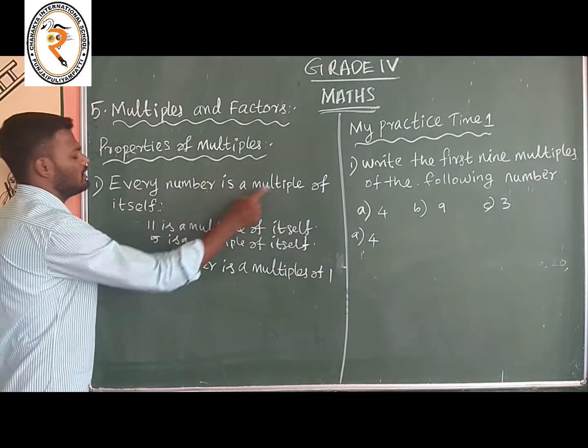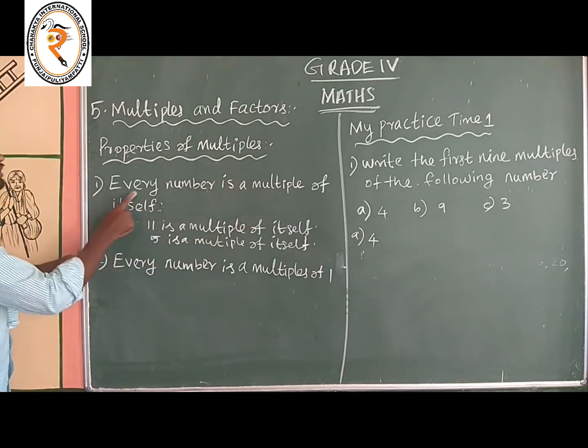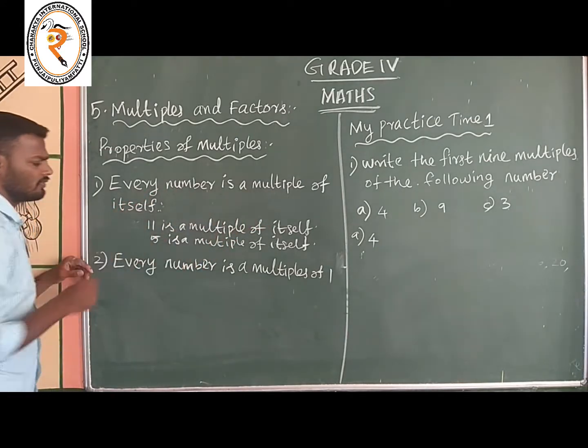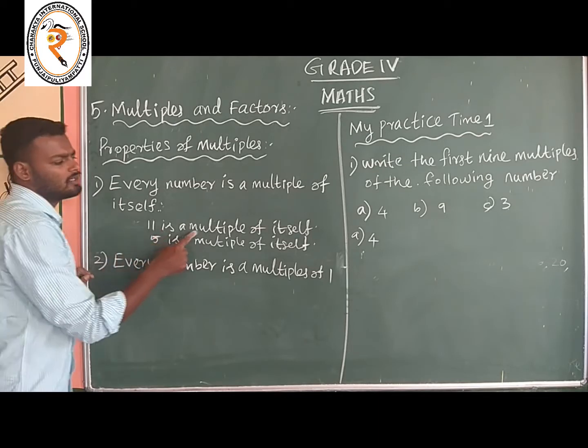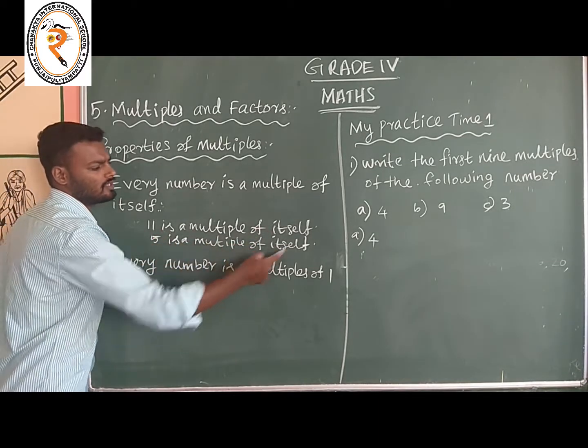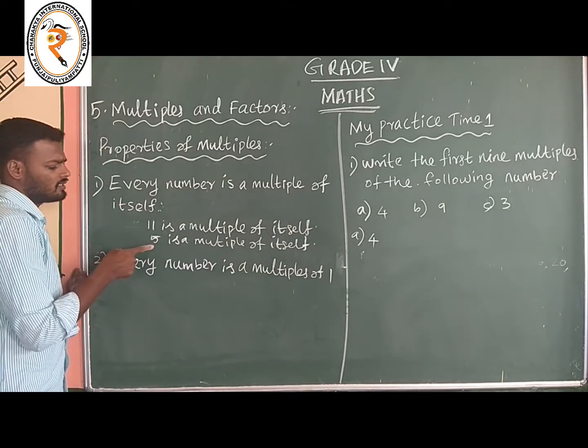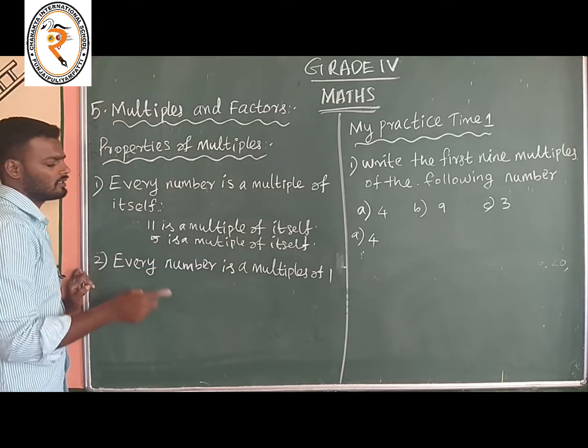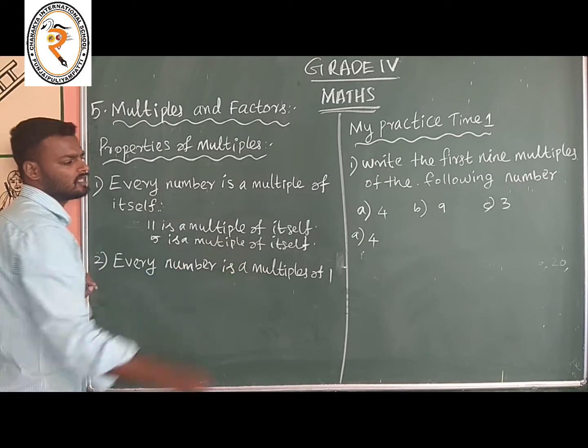Every number is a multiple of itself. For example, 11 is a multiple of itself, and 5 is also a multiple of itself. And all numbers, 7, 8, 9, 10, etc. are multiples of themselves.